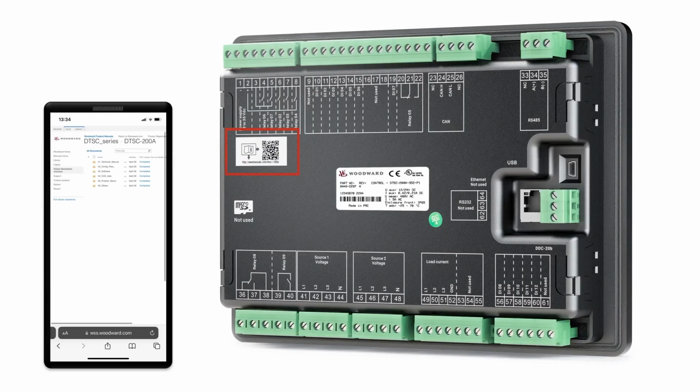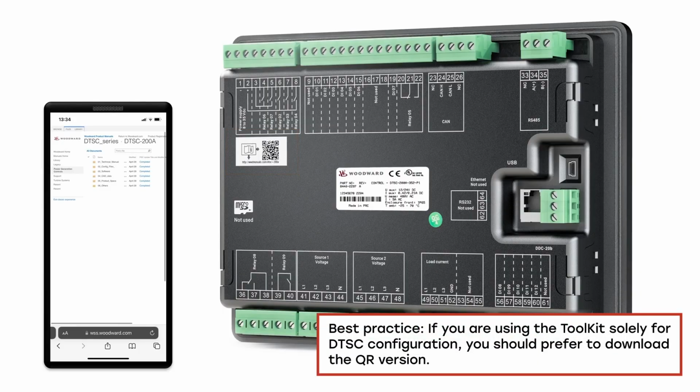Alternatively, you can download the ToolKit by accessing the QR code that is delivered with the control. After scanning the code, you will be redirected to our documentation server. Go to the Software section, where you can download the latest version of ToolKit.